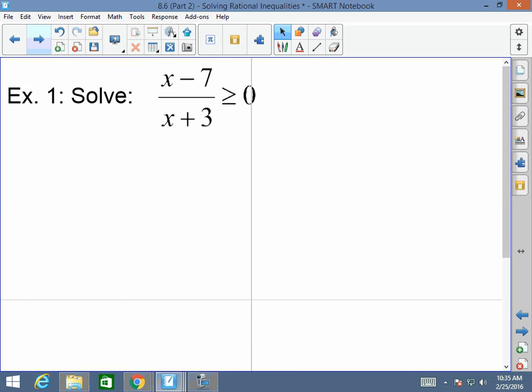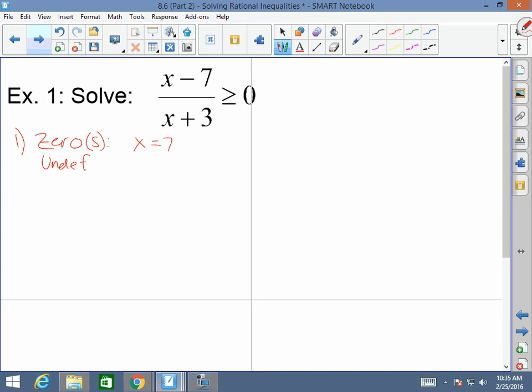Let's do this. Step 1. What's my 0 or zeros? Okay, so my 0 is x can equal 7, right? What's my undefined value or values? X cannot equal negative 3. Let's do a number line. Put a 0. Here's a negative 3. Here's a 7. Open circle on the negative 3. Closed circle on the 7. My intervals are to the left of negative 3, in between negative 3 and 7, and to the right of 7. Does everyone see what I did there, how I did it?